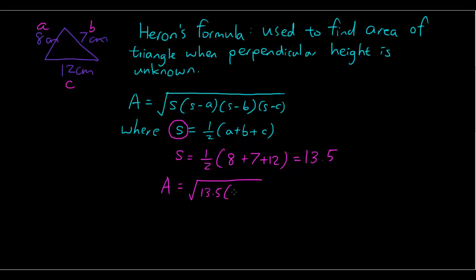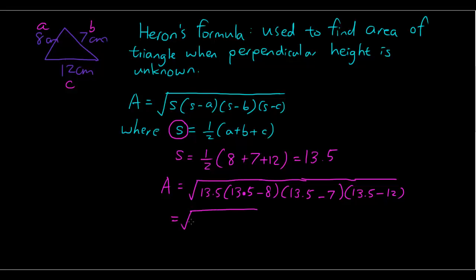And now we're going to do area is square root of 13.5 bracket 13.5 minus 8 bracket 13.5 minus 7 bracket 13.5 minus 12 bracket. And just to remind you, when you see brackets next to each other, it just means times.